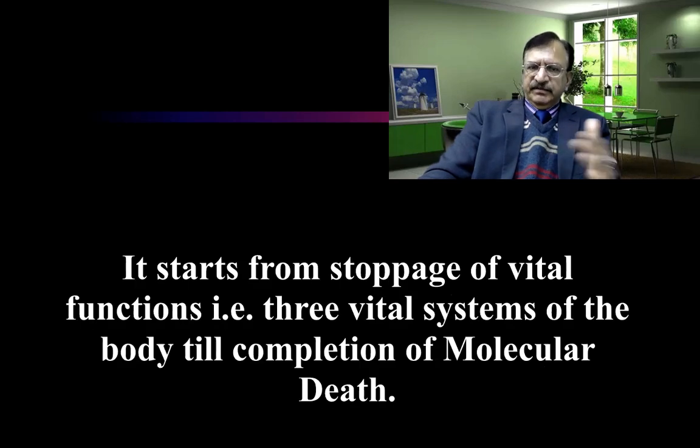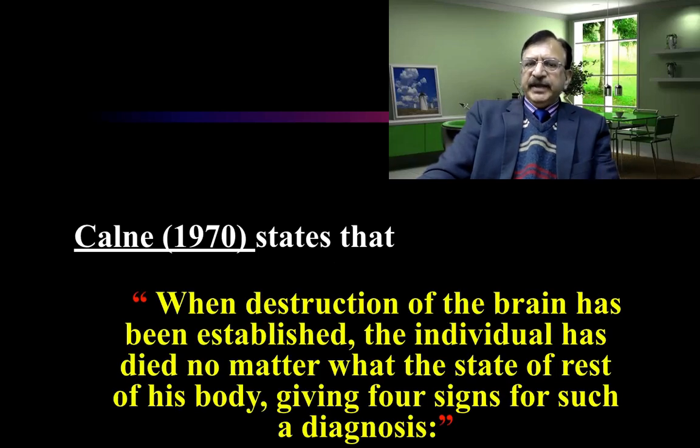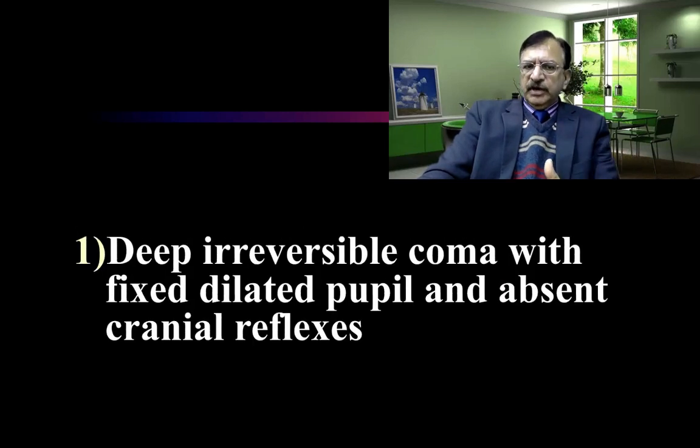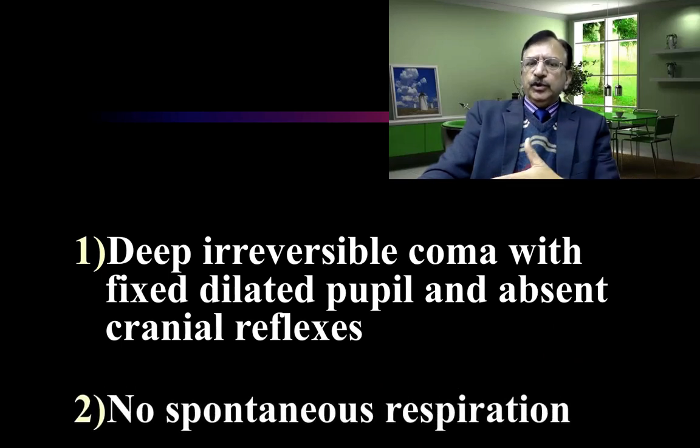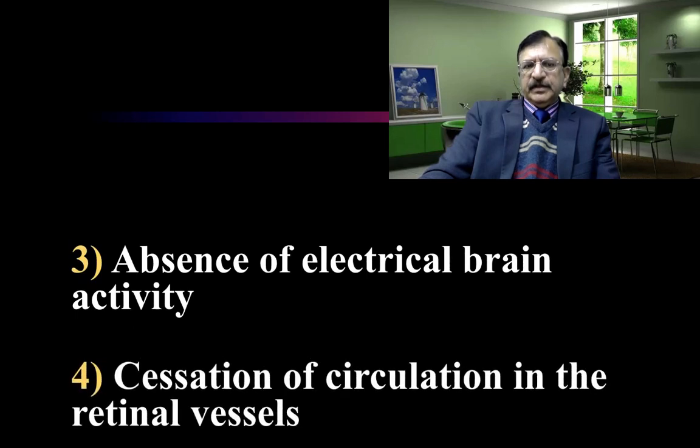It starts from the stoppage of vital functions, that is three vital systems of the body, till completion of the molecular death, that is the death of individual organs. Whereas Carl states, when the destruction of the brain has been established, the individual has died, no matter what the state of the rest of his body, giving four signs for such a diagnosis. Deep irreversible coma with fixed dilated pupil and absent cranial reflexes. This is number one criteria. Number two, no spontaneous respiration. Number three, absence of electrical brain activity. And number four, cessation of circulation in the retinal vessels. So these are the four criteria which were given by Carl.